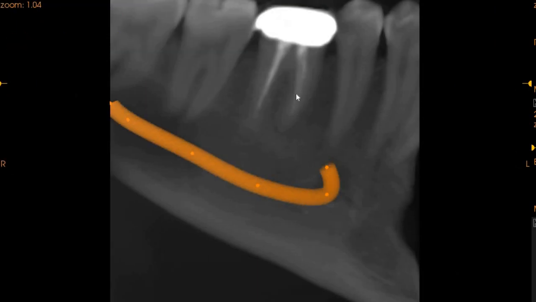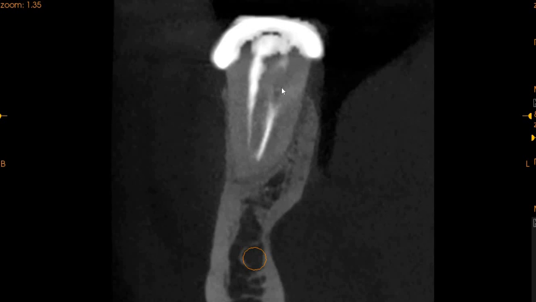On the sagittal view, you can see that the root canal treatment has been done and there is an under obturation that we can see on the mesial root. On the transaxial view, this is the mesial root. We can see that there are two canals, the mesiobuccal and the mesiolingual.